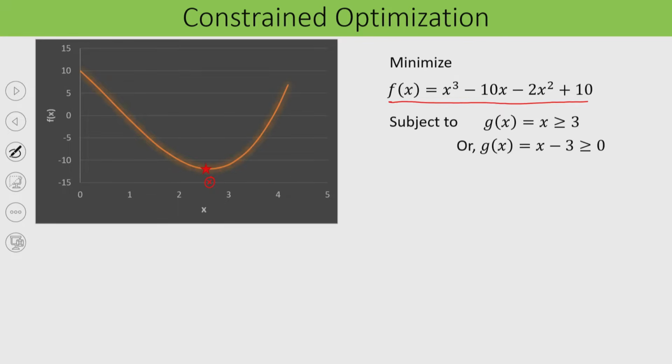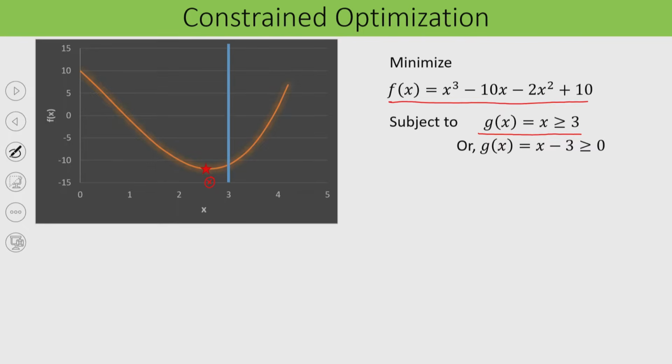But let us see, there is a constraint. What is this constraint? The constraint is x greater than or equal to 3. That means the solution should be greater than or equal to 3. Therefore, the earlier solution, somewhere at 2.7 or something like that, is not valid actually, because the solution should be greater than 3.